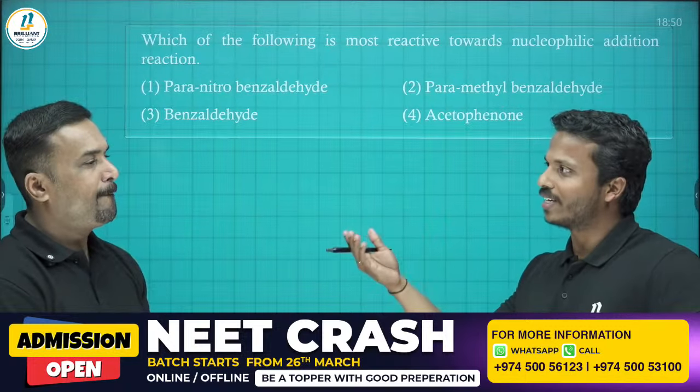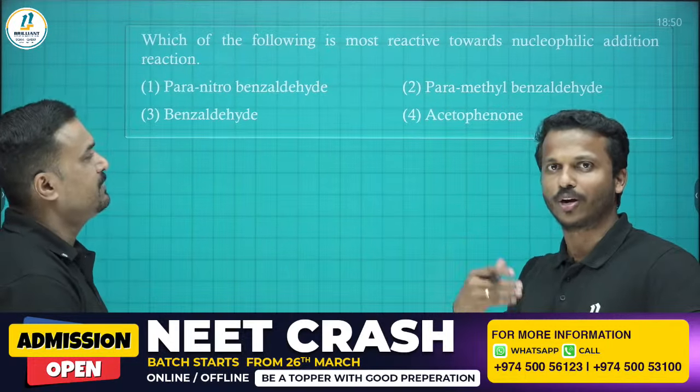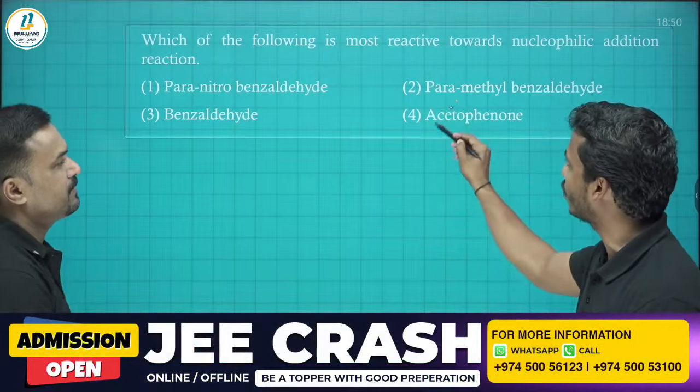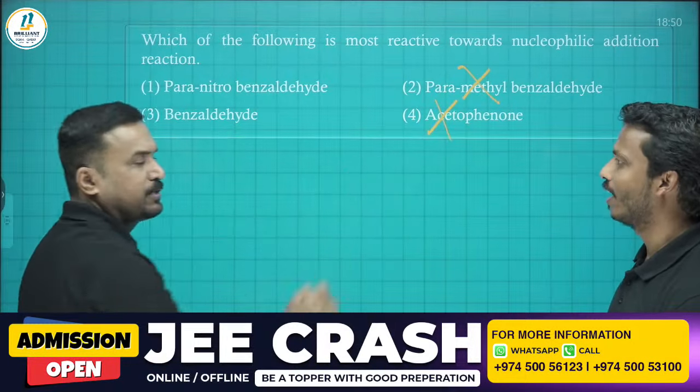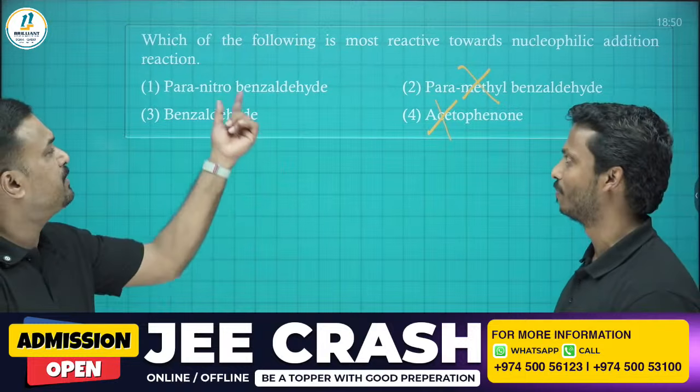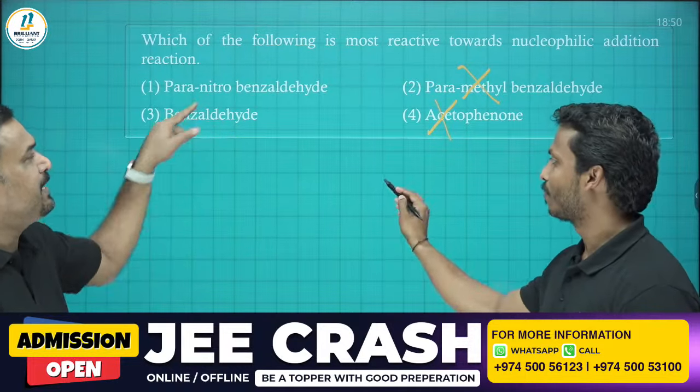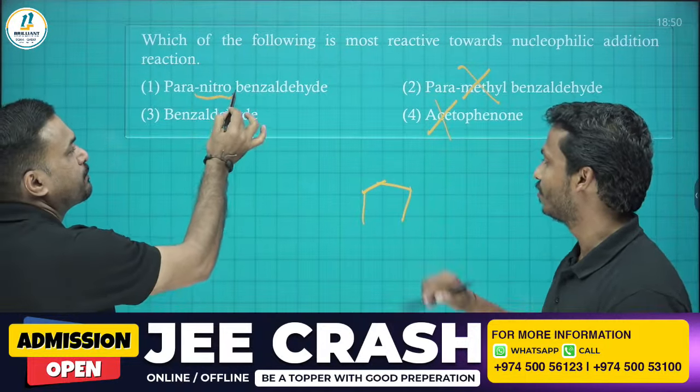So we studied aldehydes are more reactive than ketones toward nucleophilic addition reaction. So acetophenone anyway we can cross out, because it's a ketone. And even methyl we can cross out because they are electron donating groups. So among these two, benzaldehyde and paranitro, obviously the nitro group is electron withdrawing.